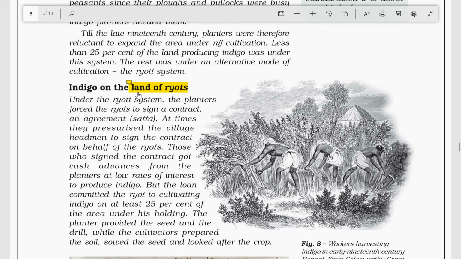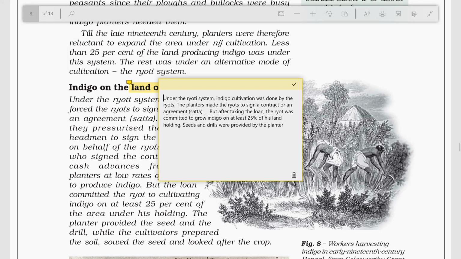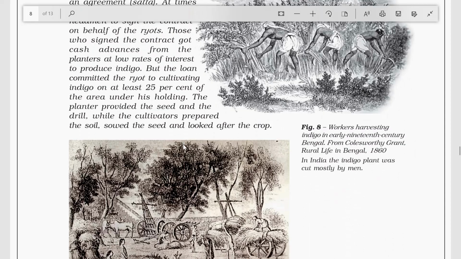Now, indigo on the land of Rayots. How were the Rayots cultivating indigo? Rayot, we have already done that, under the Rayoti system, they were cultivating on the zamindar's land. Now they had to sign a contract, an agreement or satta, we can say, that on 25% of their land they had to cultivate the indigo. After taking the loan, the Rayots were committed to grow indigo on at least 25% of the land, and due to that they were facing problems.